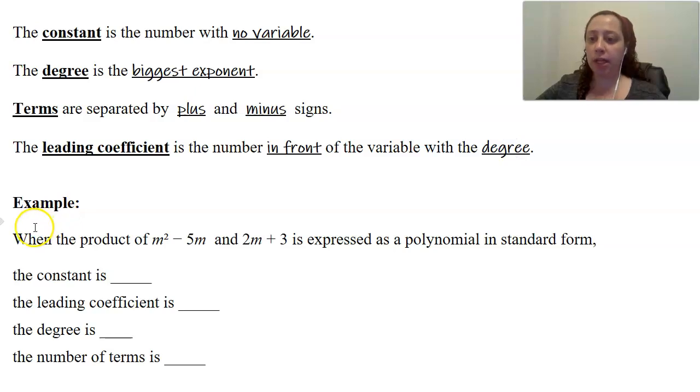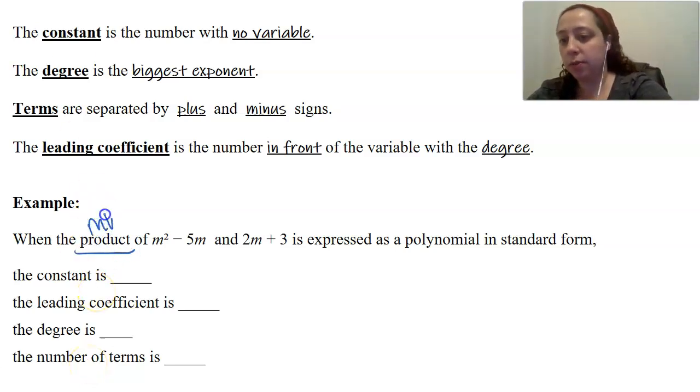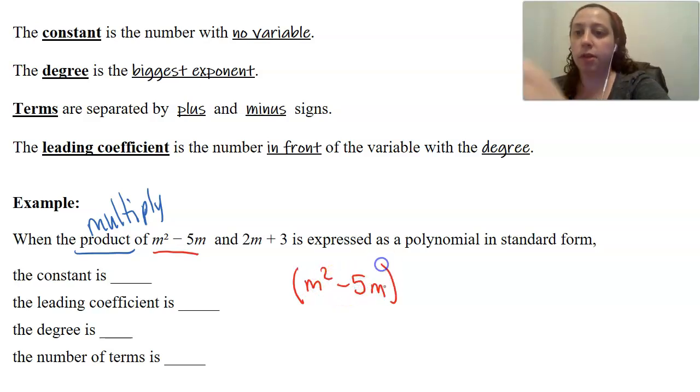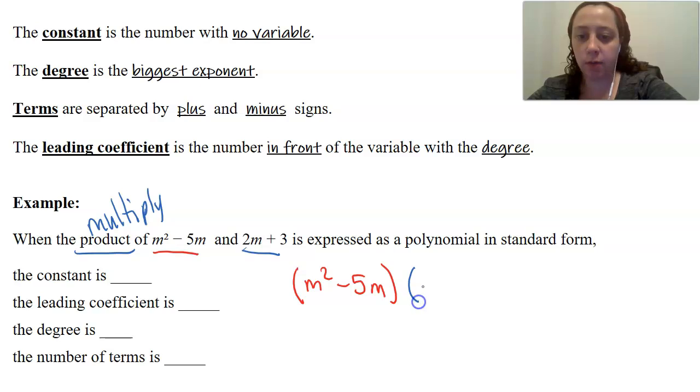So now we can look at this example. When the product of m squared minus 5m and 2m plus 3 is expressed as a polynomial in standard form, we need to find each of these. So the first thing to remember is product means multiply. So we're going to write our two polynomials in parentheses because that also means multiply. So there's our first one and here's our second one.